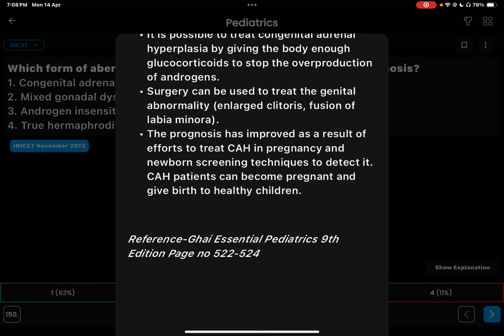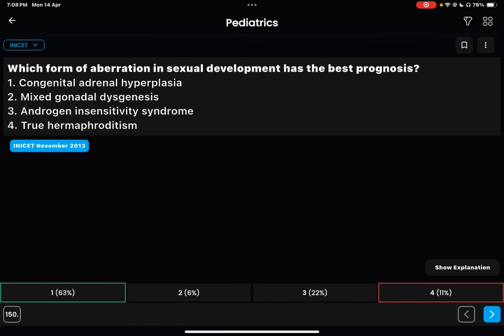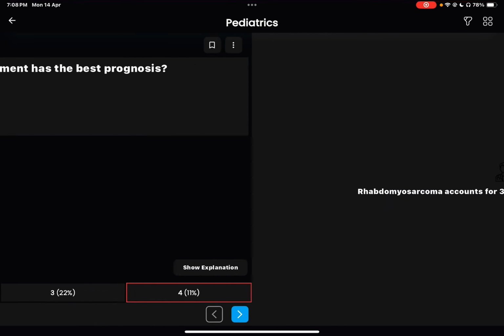The prognosis has improved as a result of efforts to treat CAH in pregnancy and newborn screening techniques to detect it. CAH patients have become pregnant and give birth to healthy children. So, best prognosis is CAH.